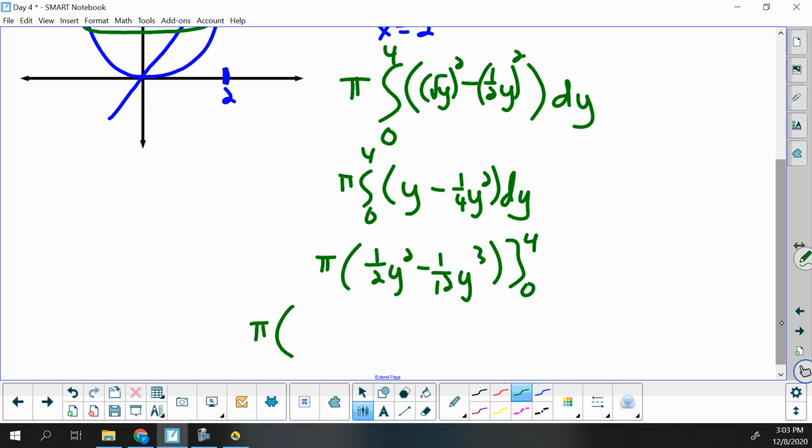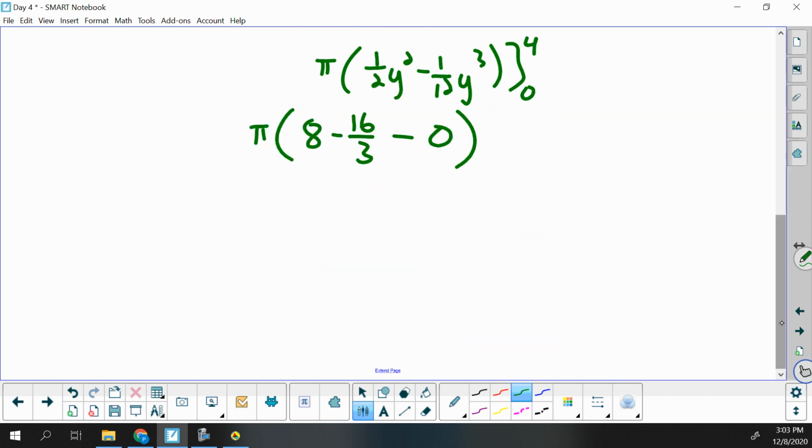4 squared times 1/2 will give us 8. 4 cubed is 64. 64 over 12. You can divide them both by 4, and you'll get 16/3. So we'll have minus 16/3. And then putting 0 in for both of them will give us 0. So this is 24/3 minus 16/3, which will give us 8/3. So we have 8 pi over 3.